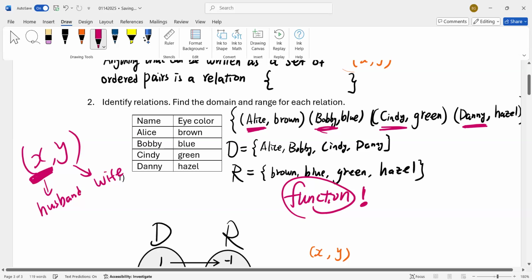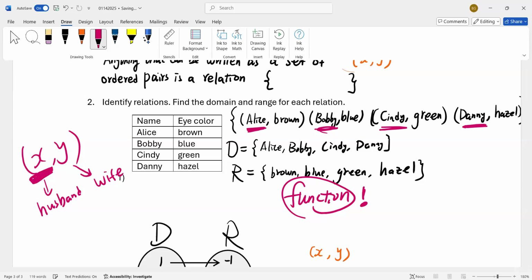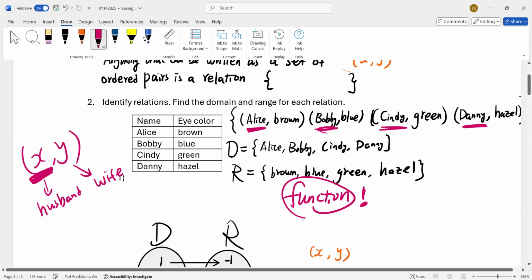In which case the relation is not a function, in which case the family does not function, when the husband has two different wives. When you see a cheating husband, when the husband has two different wives or three different wives, more than one wife, that family will not function. Okay, so the relation is not a function.